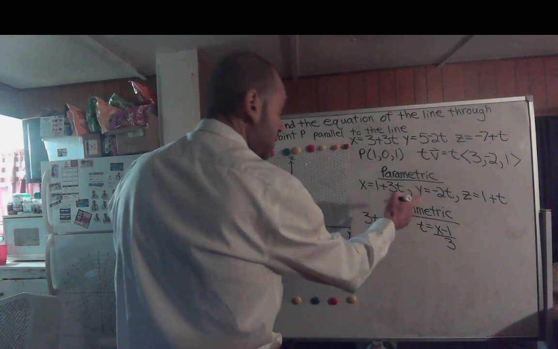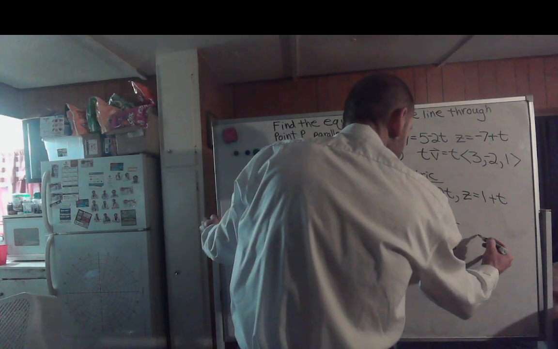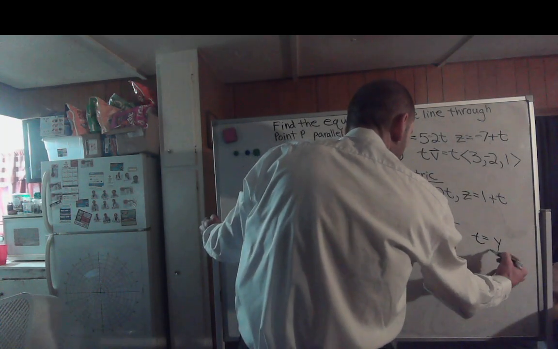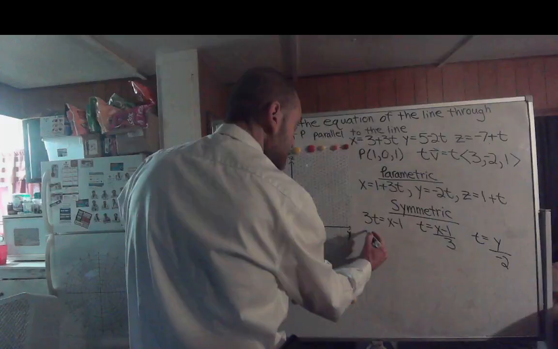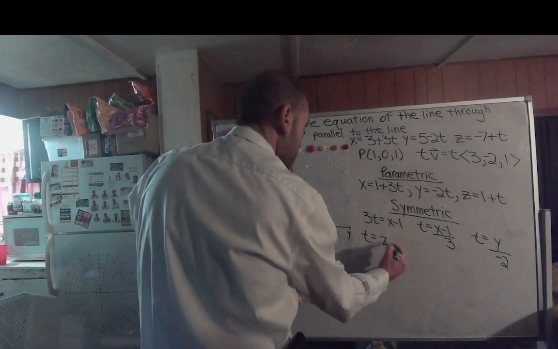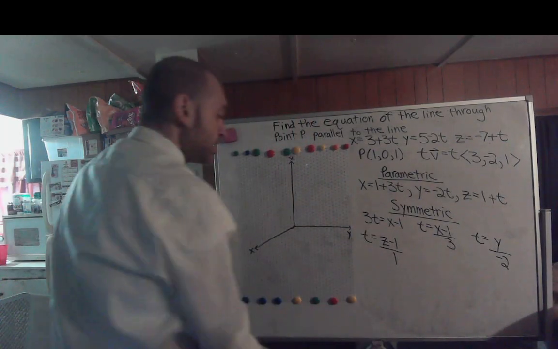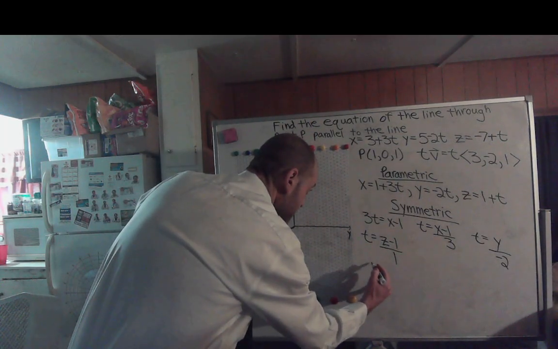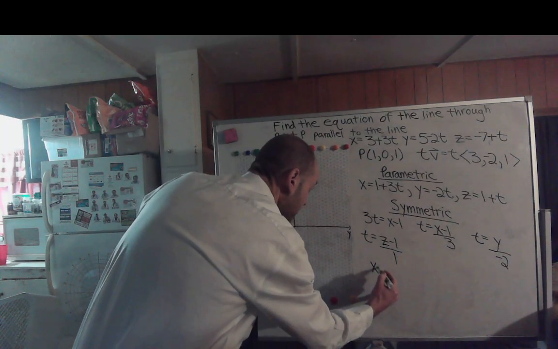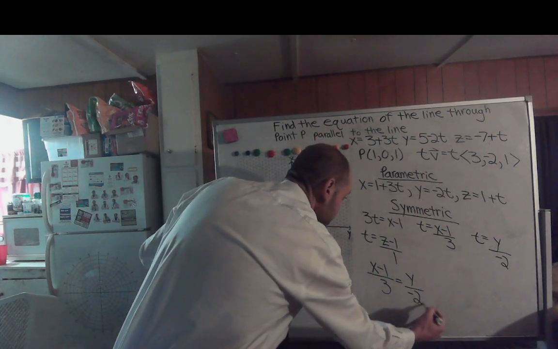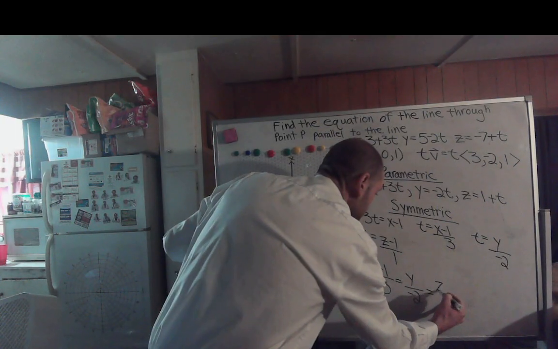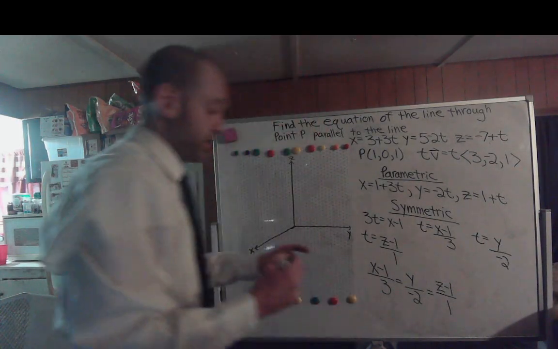Do it for y. If y equals negative 2t, well, that would just give you that t equals y over negative 2. And then if you do it for z, you would end up getting t equals z minus 1 over 1. So the final answer would end up then being x minus 1 over 3 equals y over negative 2 equals z minus 1 over 1. Those would be your symmetric equations for that line.